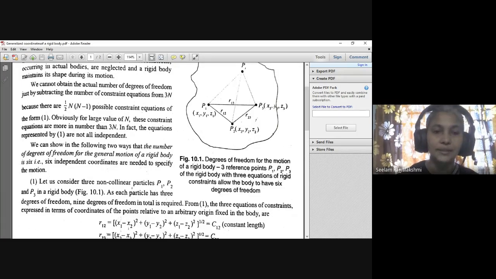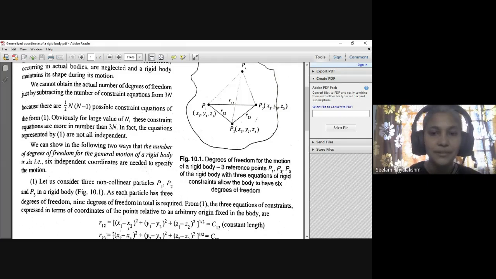We can see this in the figure. As each particle has 3 degrees of freedom, for each and every particle we have x1, y1, z1, x2, y2, z2, x3, y3, z3. So for each particle we have 3 degrees of freedom, and 9 degrees of freedom in total are required. So to define this system, for these three points we need to specify 9 degrees of freedom. But what will happen here?